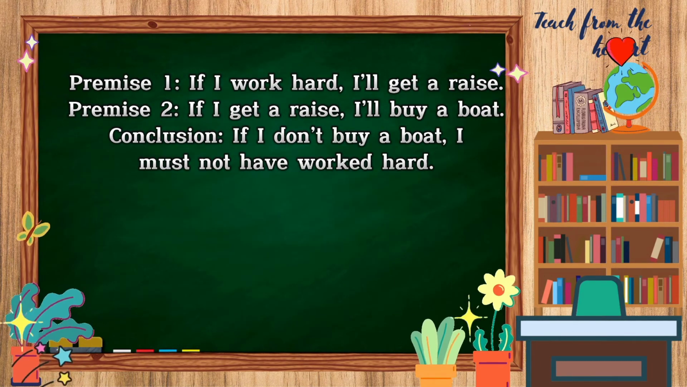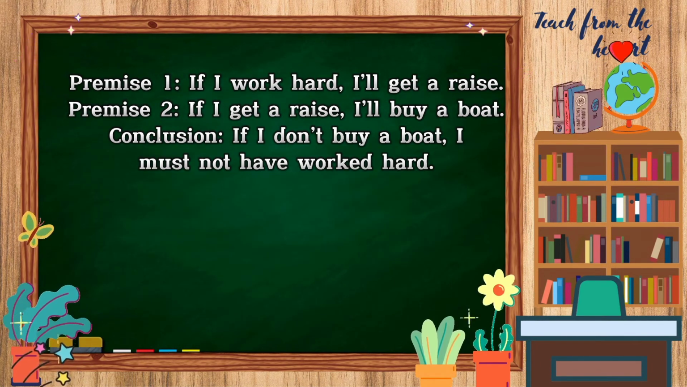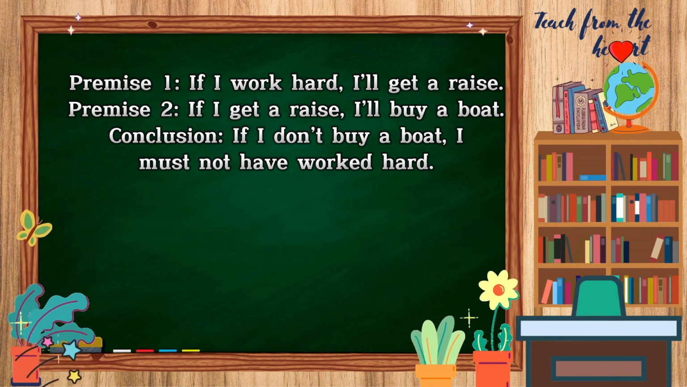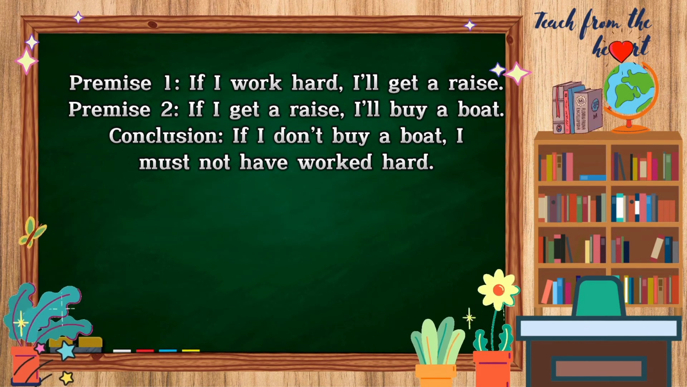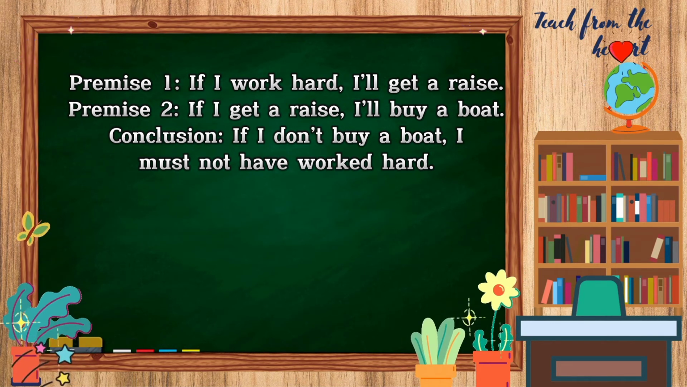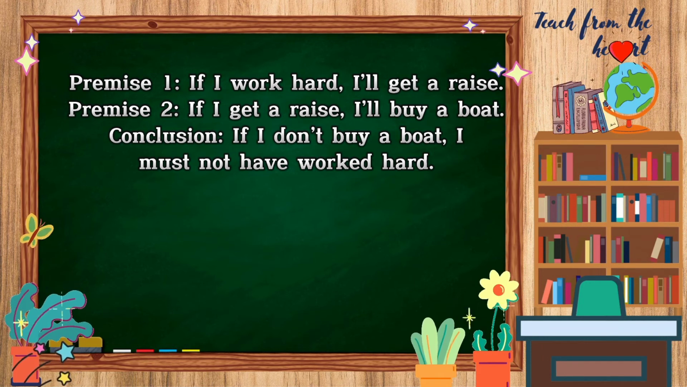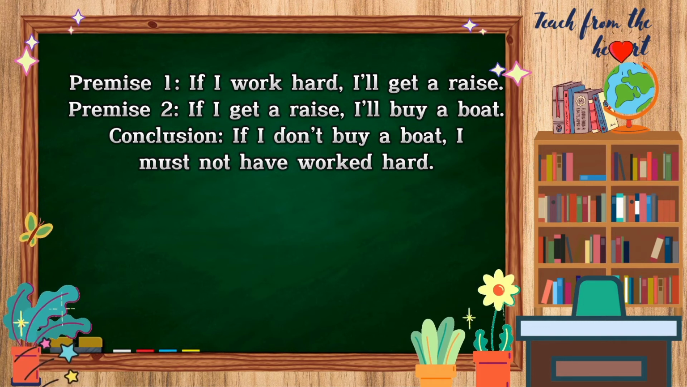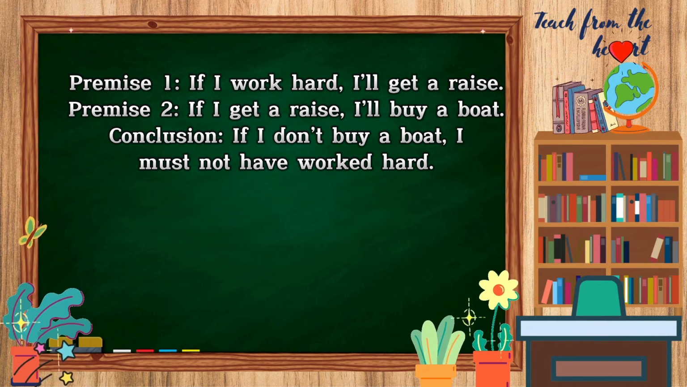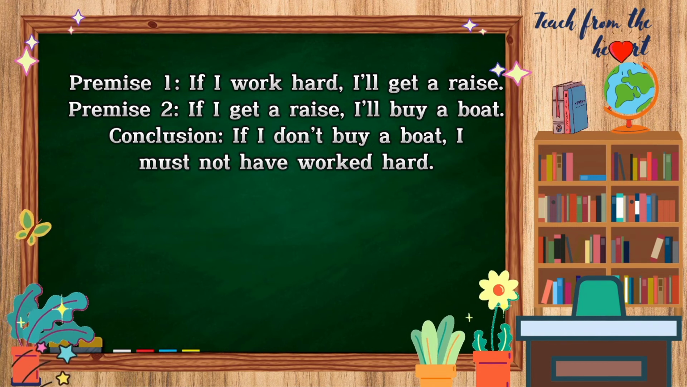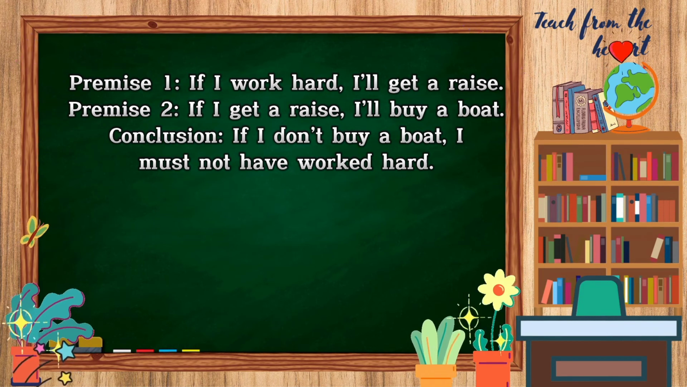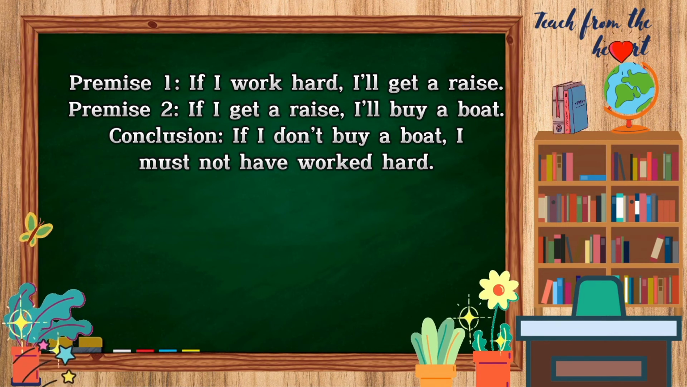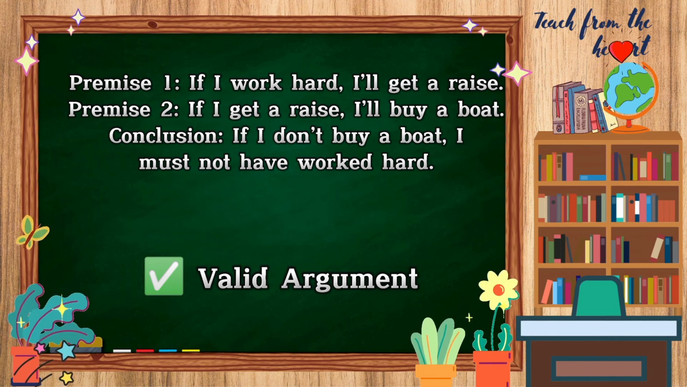This will be the last example. Is this argument valid or invalid? Let's find out. Premise 1: if I work hard, I'll get a raise. Premise 2: if I get a raise, then I'll buy a boat. The conclusion: if I don't buy a boat, I must not have worked hard. By using transitive reasoning, and noting that the conclusion is equivalent to the contrapositive, you can conclude that this is an example of a valid argument.